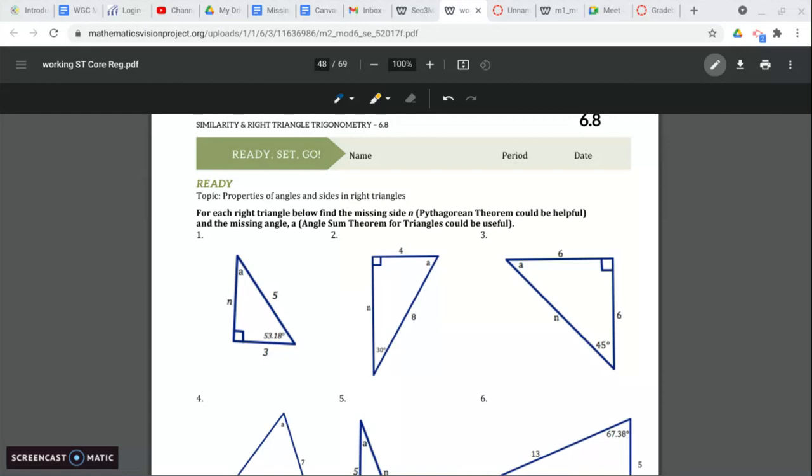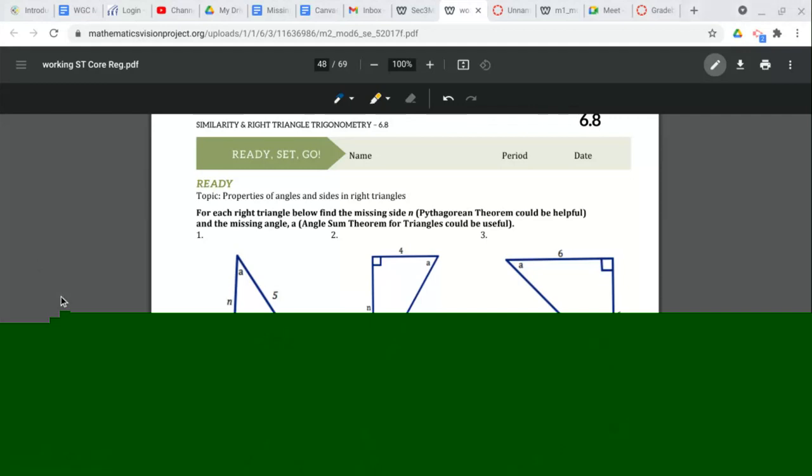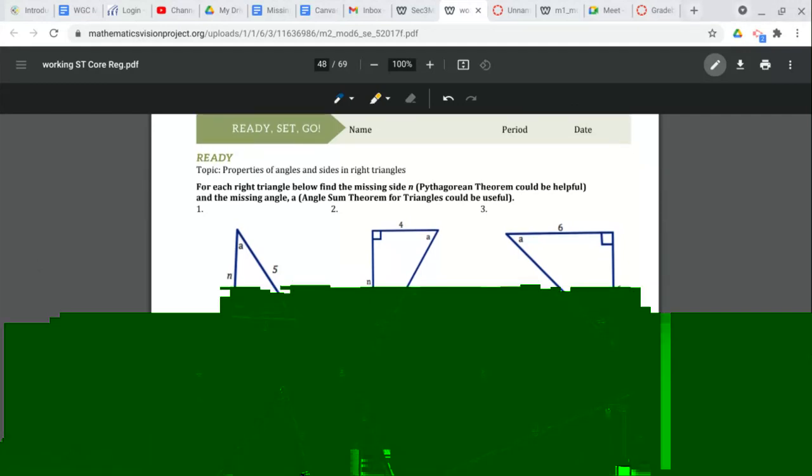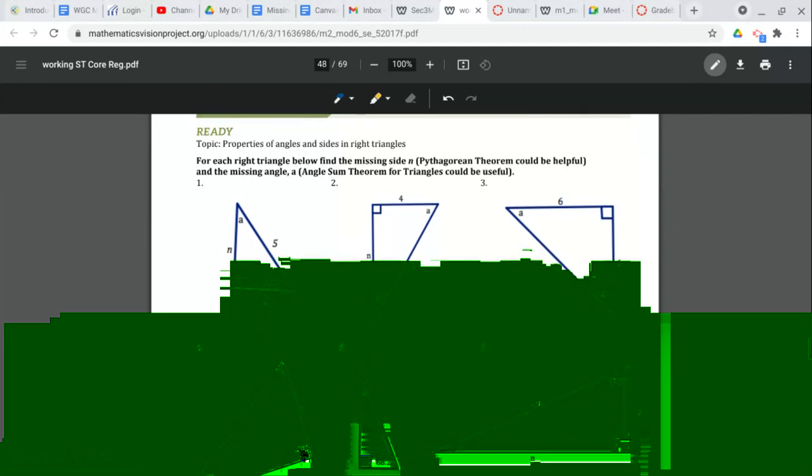So what we're looking at here is properties of angles and sides in right triangles. For each right triangle below, find the missing side, and Pythagorean theorem could be helpful, and the missing angle.